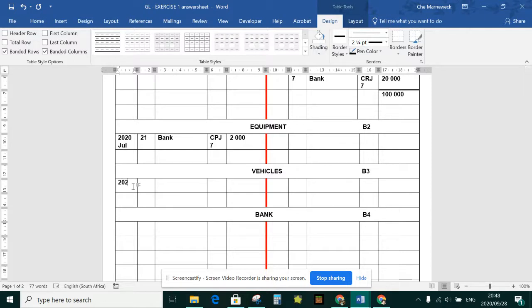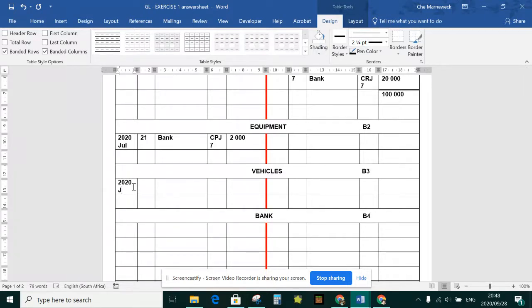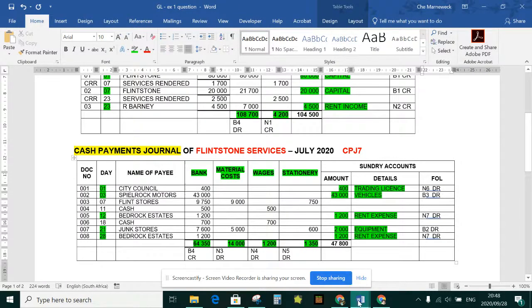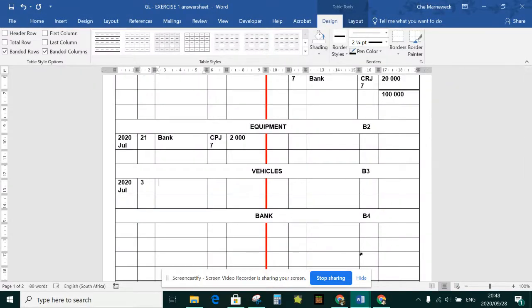We fill in 2020, July. The date is day 3. Where did the money come from? It came from my bank account. That is the partner account. The journal, CPJ7. And we spent 43,000 Rand on our motor vehicle.